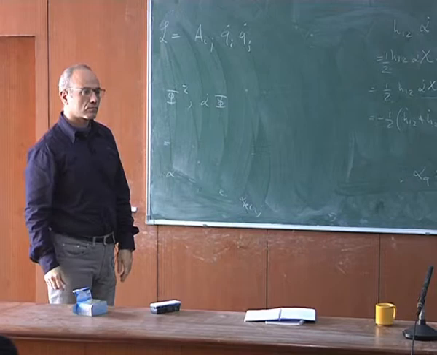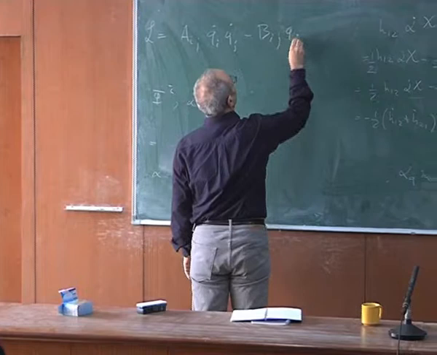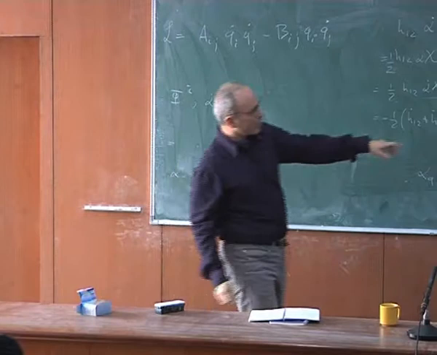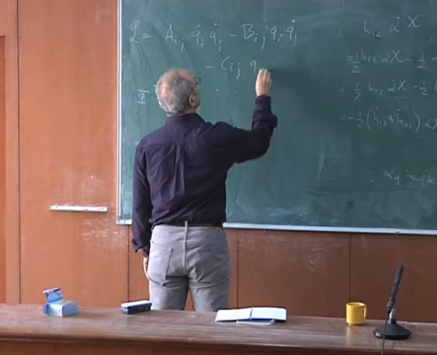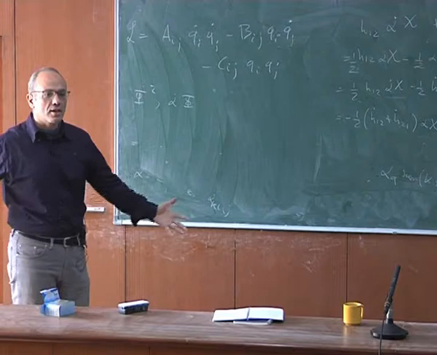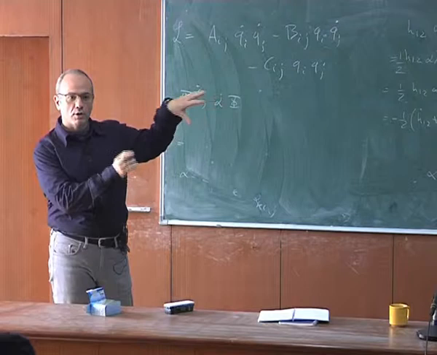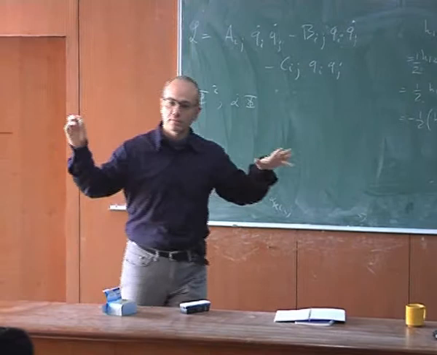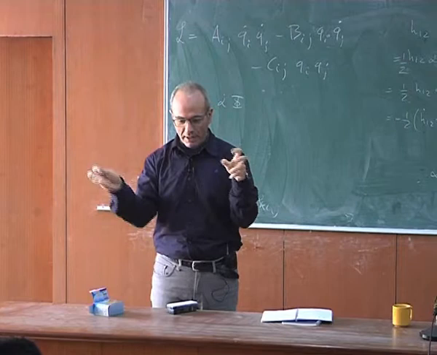Then I will write b_ij q_i q_j dot, which is this kind of object here. And then I will have minus c_ij q_i q_j. That's the whole thing. That is what I want to write. That will be the final goal, or even intermediate goal, to try to take my Lagrangian and write it as much as possible in this form.